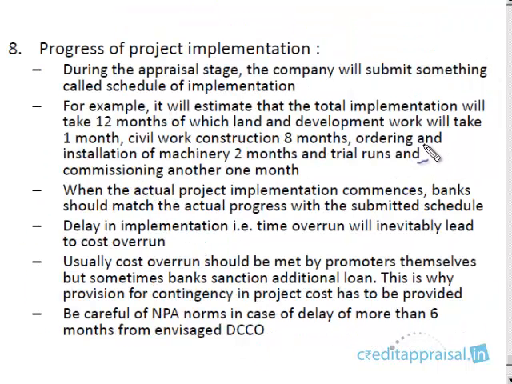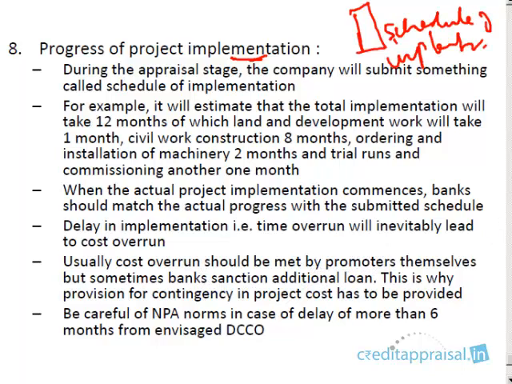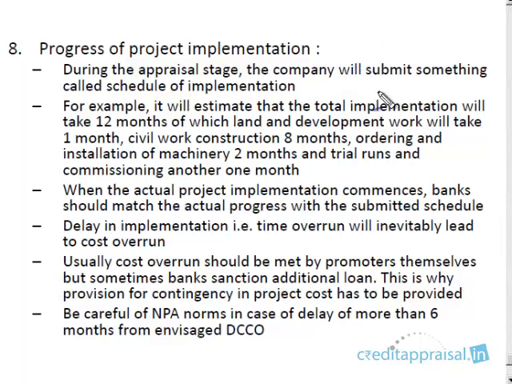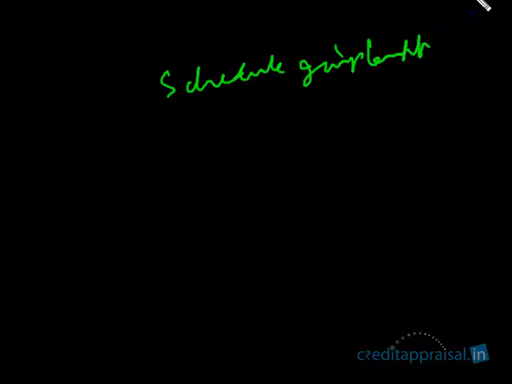During project implementation, that is when the project is under construction, you have to be very careful. You have to monitor the physical progress of the project. You have to be careful whether the project is going on smoothly. So before sanction, when you are appraising the project, the company will be submitting something called a schedule of implementation. So what is the schedule of implementation? The company will be giving an expected schedule of implementation. The company will be saying, this is what we are planning, right?